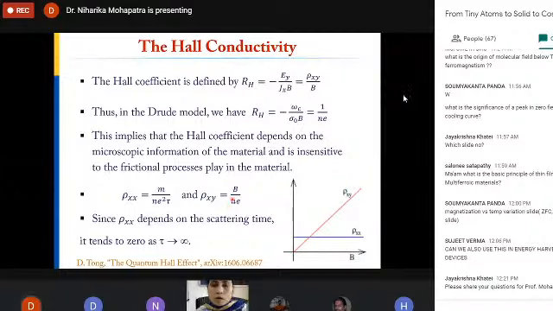Anyway, the Drude model is based on the free electron model, which is not applicable to most real materials. So it fails at many instances, and this is one of the cases where it fails, because for semiconductors, whether your carriers are holes or electrons, this doesn't tell you the sign of the carriers.